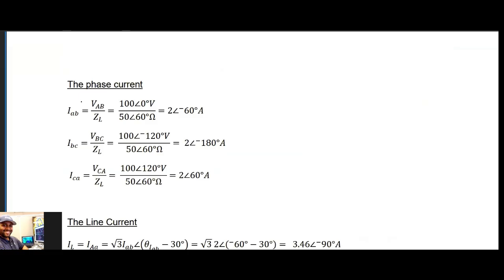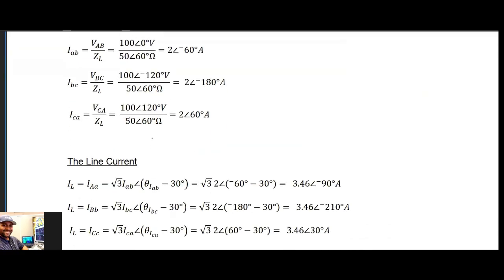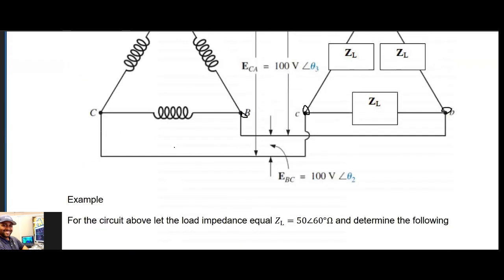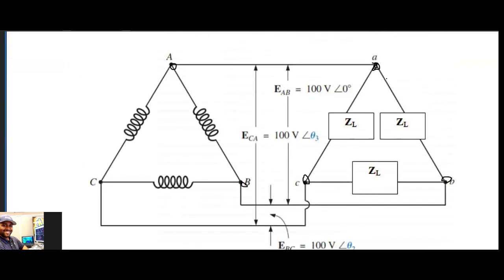So therefore we can use Ohm's law to calculate the phase current by just taking VAB, your phase voltage across your load, divided by the load. And in this case right here, it's equal to 2 amps at an angle of 60 degrees. Apply the same formula for the other two phases. Now, that's the current that's flowing. If we're talking about load AB, that's the current that's flowing from here through this load right here.